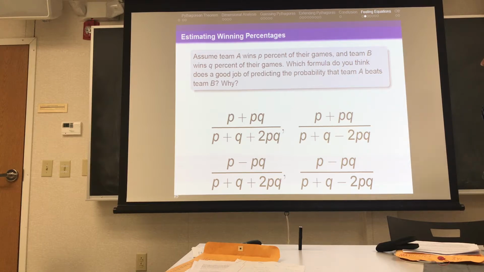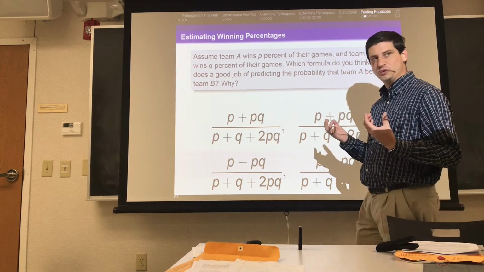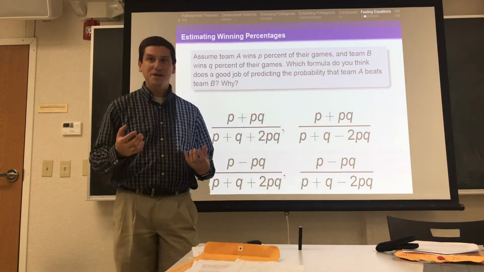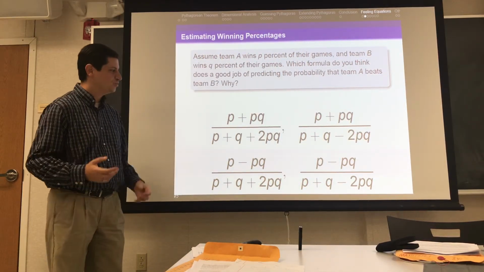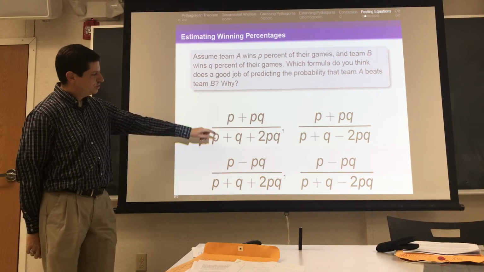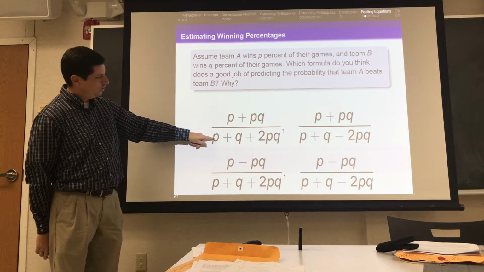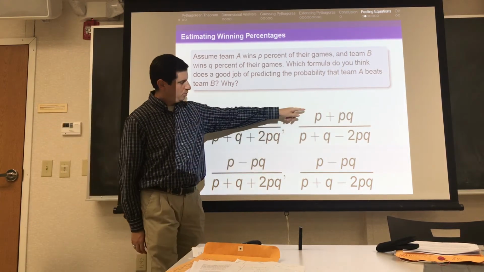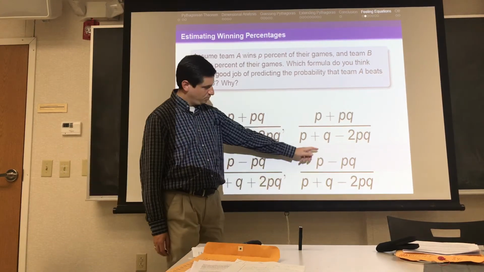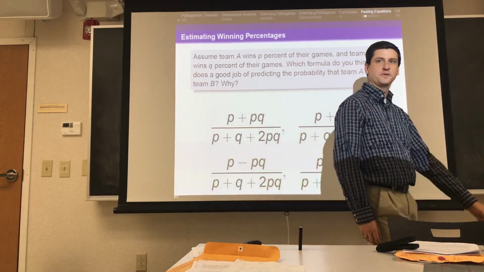So I want the probability that A beats B. What can you think to try? Yes? P is 1, Q is 0. Yeah, so when P is 1, this is the team that always wins playing the team that always loses. You should beat the team that always loses if you always win. So if P equals 1 and Q equals 0, do all of these work? This would be 1 over 1. This would be 1 over 1. This would be 1 over 1. And this would also be 1 over 1. So they all work. They all pass that test.